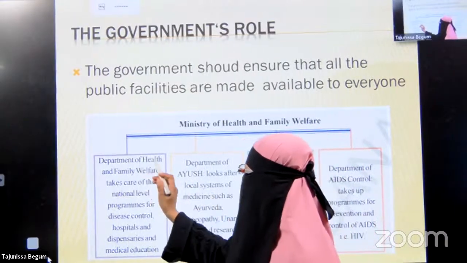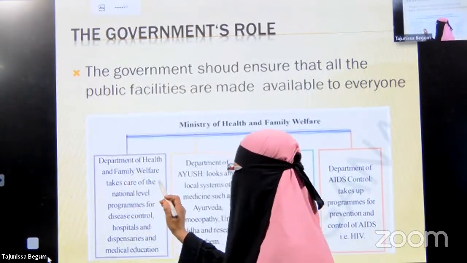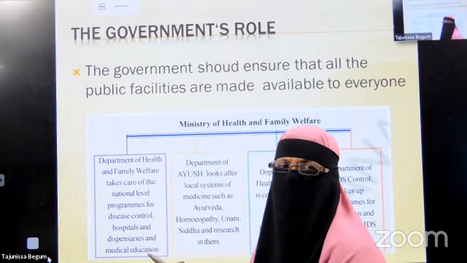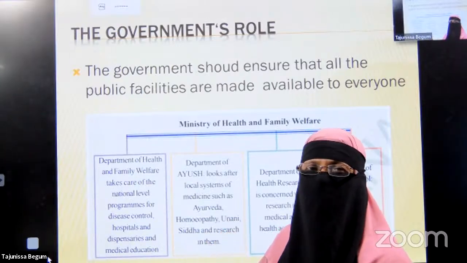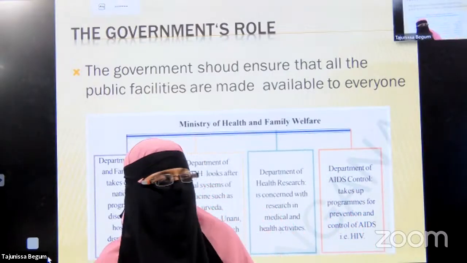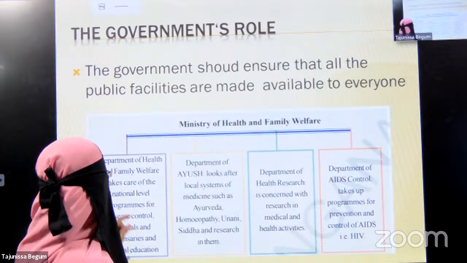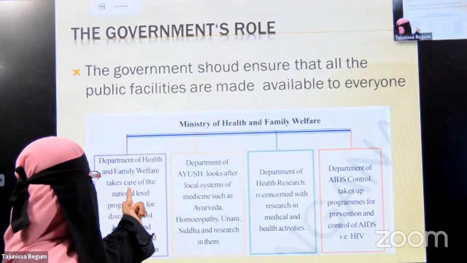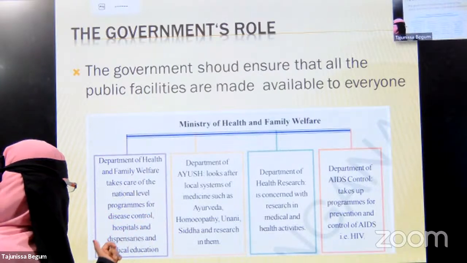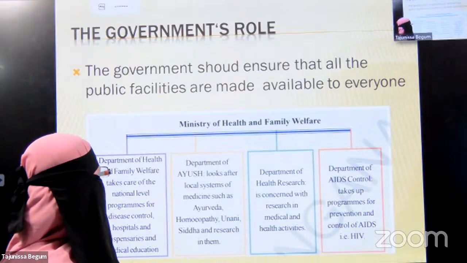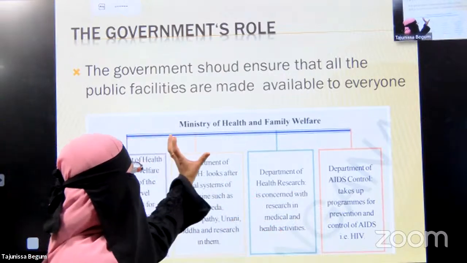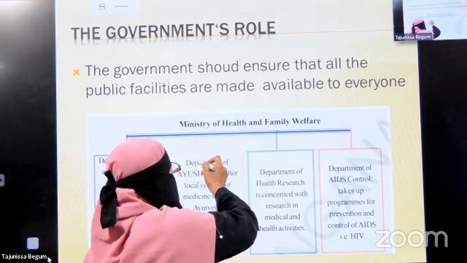See, the Department of Health and Family Welfare takes care of the people at the national level. They are running different types of programs for disease control, hospitals and dispensaries, and medical education. In this way, they are helping the people. The Ministry of Health and Family Welfare works with different departments, four in all.